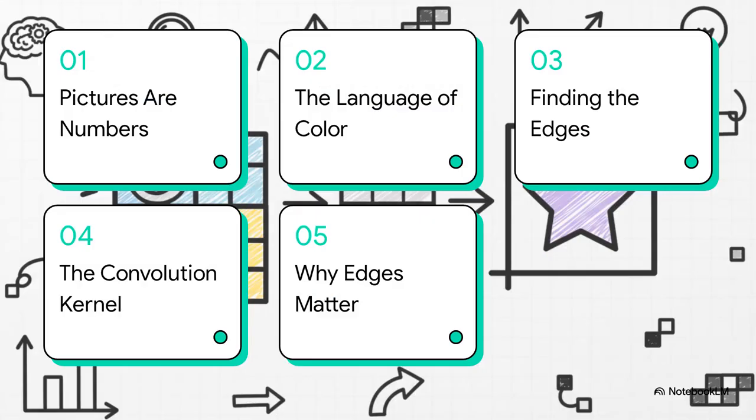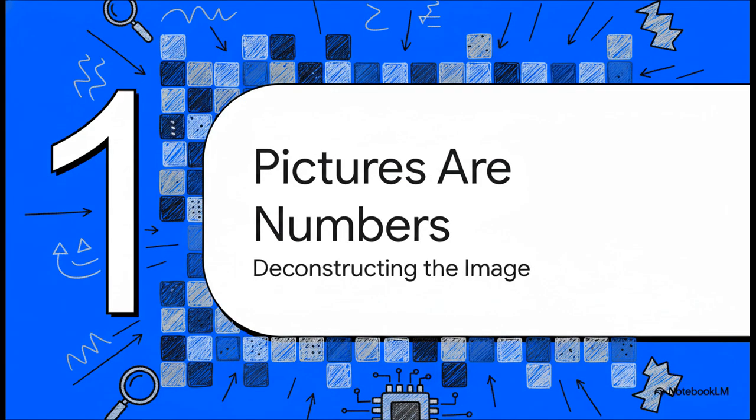To get to the bottom of that, we're going to walk through 5 key ideas that are basically the building blocks of computer vision. First up, we'll see how pictures are really just numbers. Then, we'll talk about color. After that, we'll figure out how a computer finds edges. Then, we'll meet a cool little tool called the convolution kernel. And finally, we'll see why these edges matter so much. So, let's start at the very beginning with the most basic idea of them all.